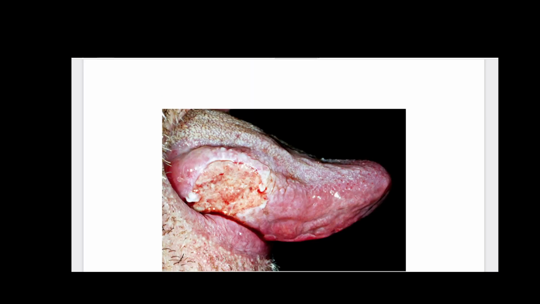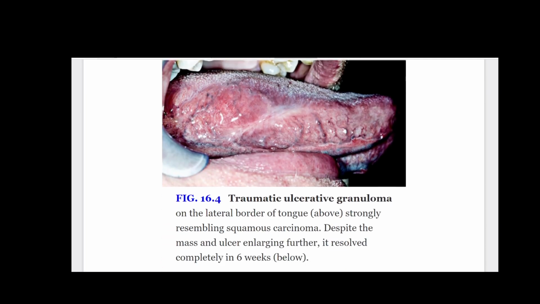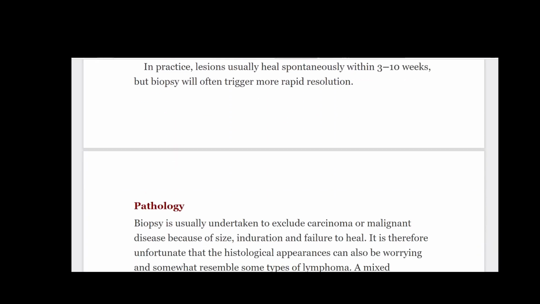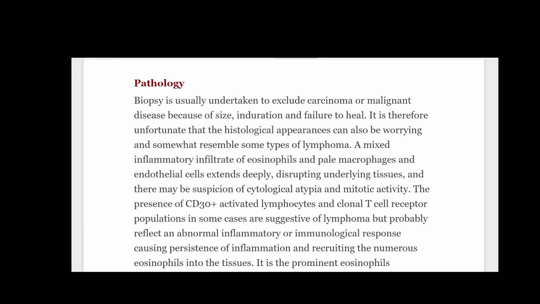On the lateral border of tongue, above, strongly resembling squamous carcinoma. Despite the mass and ulcer enlarging further, it resolved completely in 6 weeks, below. In practice, lesions usually heal spontaneously within 3 to 10 weeks, but biopsy will often trigger more rapid resolution. Pathology: biopsy is usually undertaken to exclude carcinoma or malignant disease because of size, induration and failure to heal.